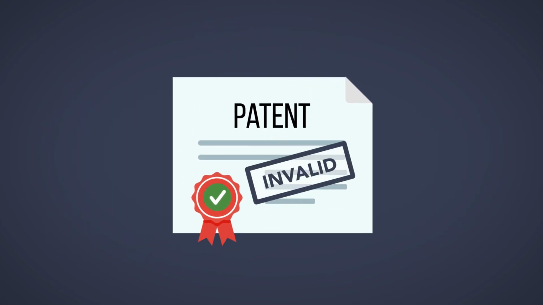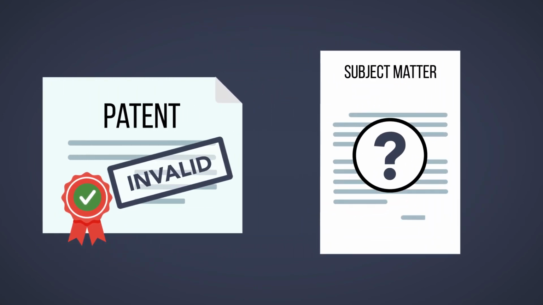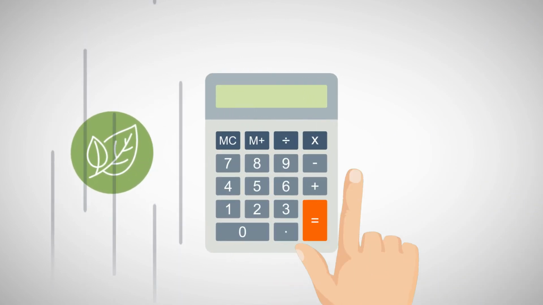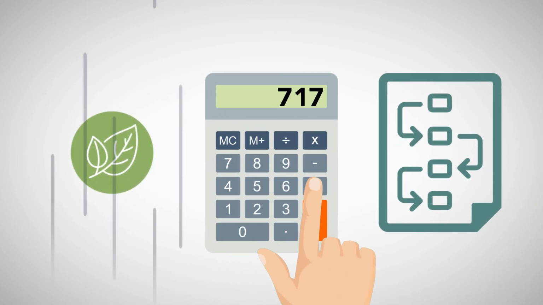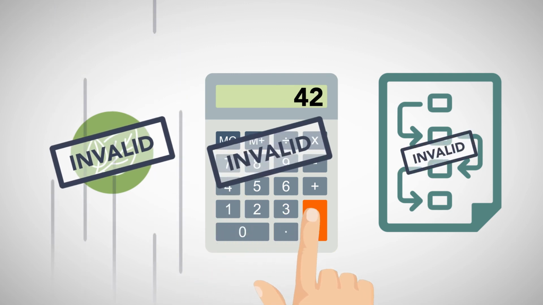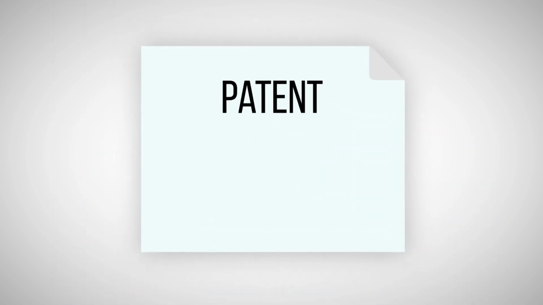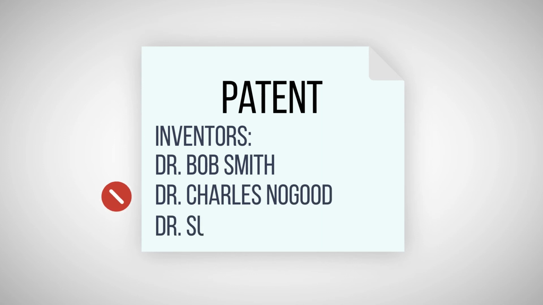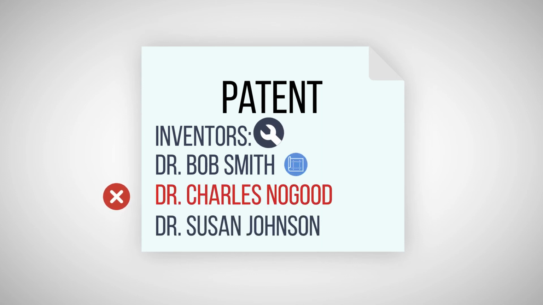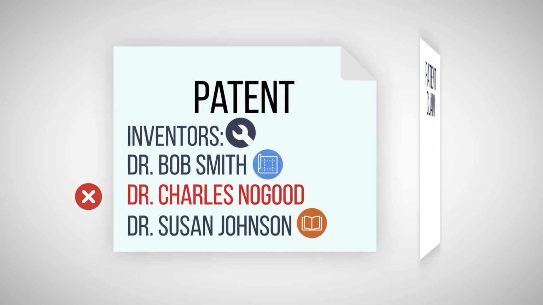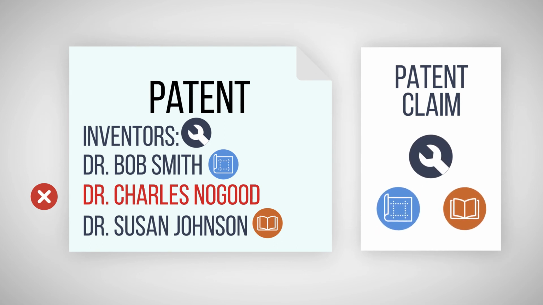Patents can also be invalidated for lack of subject matter eligibility. For example, patent claims covering a law of nature, mathematical equations, or certain methods of organizing human activities are invalid. A patent can also be invalidated if the inventorship listing is improper. Each listed inventor must have made a significant contribution to the conception of at least one of the claims of the patent. In addition, no person who has made such a contribution may be omitted.